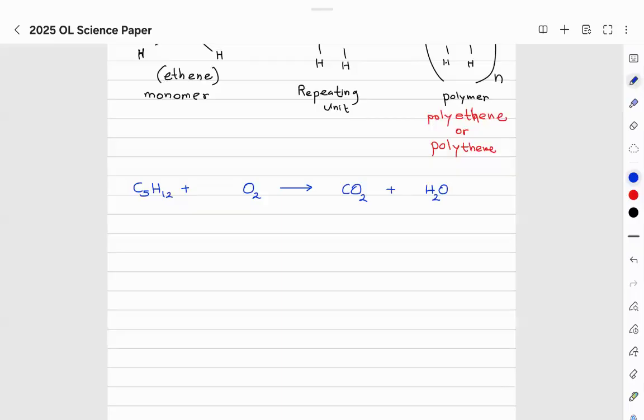So there are 5 carbons, no? On the left side, there are 5 carbons. Then let me put 5 here. How many hydrogens are there? 12. Already 2 hydrogens are there, so let me put 6, because 6 times 2 becomes 12. Then how many oxygens are there on the right side? 5 times 2, and here 6 times 1, so 10 plus 6, 16 oxygens. Then here 8 O2.